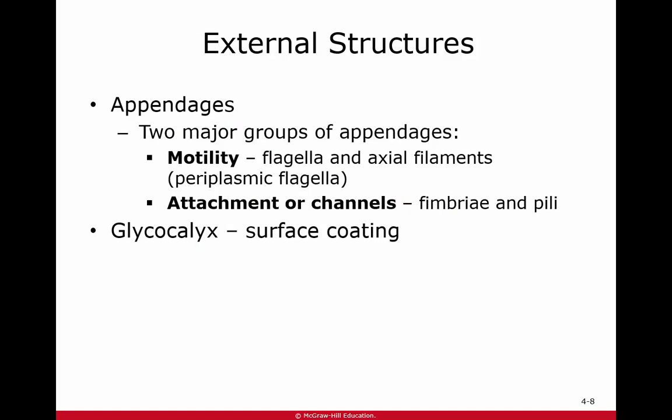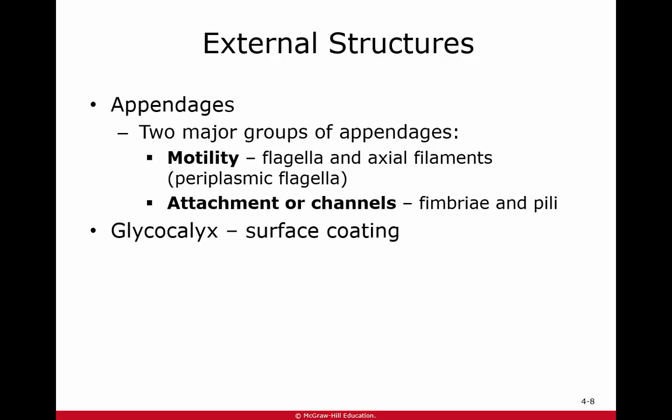Okay, so external structures. When we think of cells and external structures, we think of appendages. Just like you and I have arms and legs and a head and things that come off of our core body, these cells do too. And the major reason for appendages is, number one, motility, which is another word for mobility, and that's obviously to help them move. Or it's got something that's going to help them stick or adhere to another cell, and so typically we talk about it being attachment.